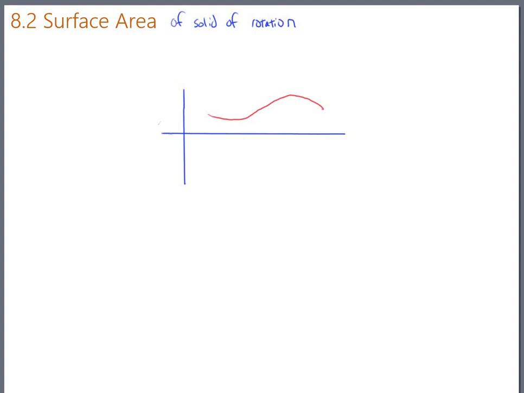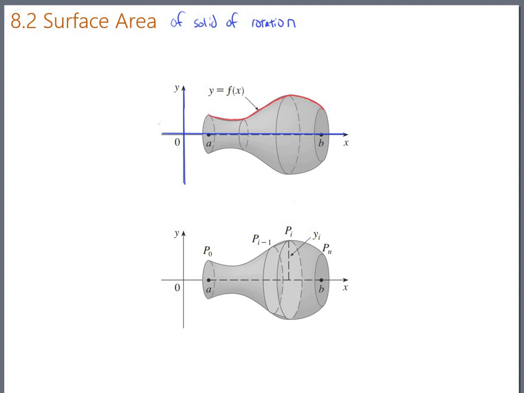So I'm not very good at drawing these, so let's just steal some drawings from somewhere else. And so yeah, when you rotate this thing around the x-axis, it creates this sort of vase of some sort shape. And like before with arc length, we are just going to cut it up. Let's use red. We're just going to cut it up into little strips, little pieces.